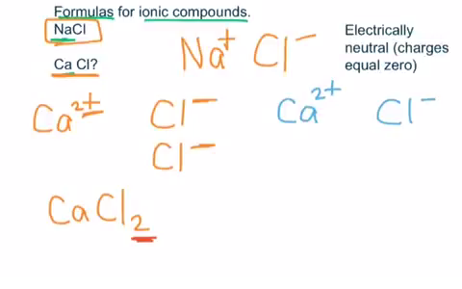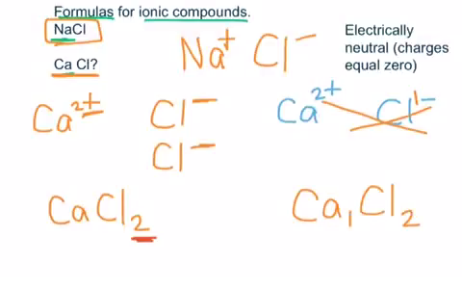And so over here on the right, I can take the 2 from the 2 plus and the 1 from the 1 minus, cross them down, and that gives me the answer Ca1Cl2. When we write formulas, we don't write those ones, we just omit them. So I end up with the same answer, either way, CaCl2.